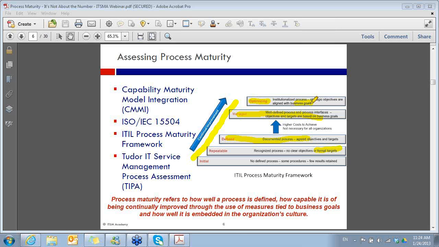So it would be time for you to take a step back and look at that process and see, what can we do to make that process more agile? What can we do to make that process more scalable, right?